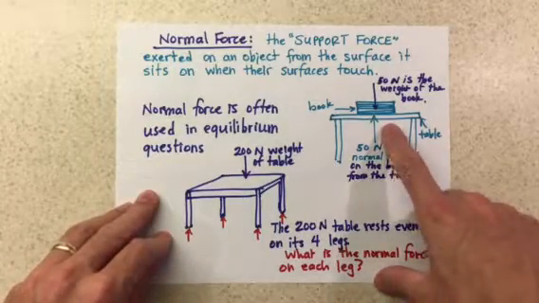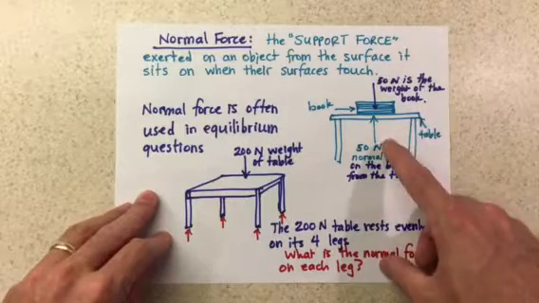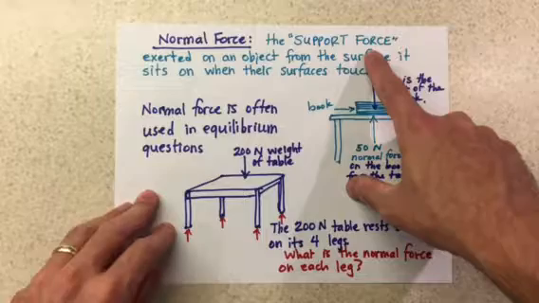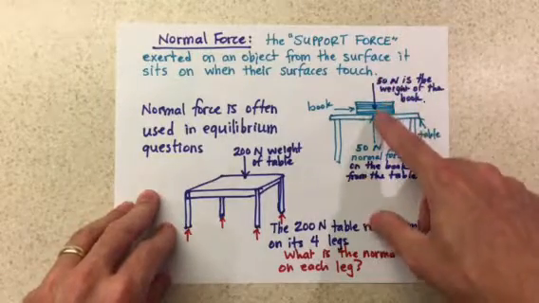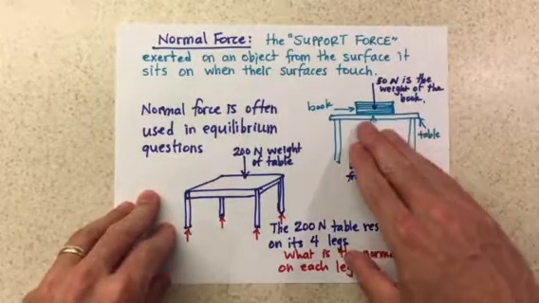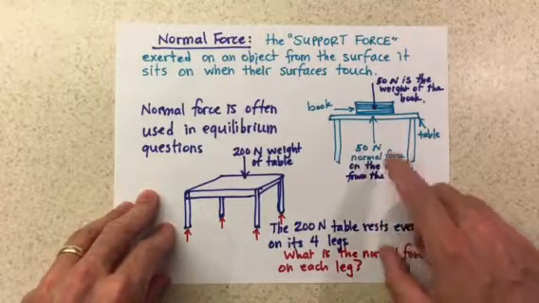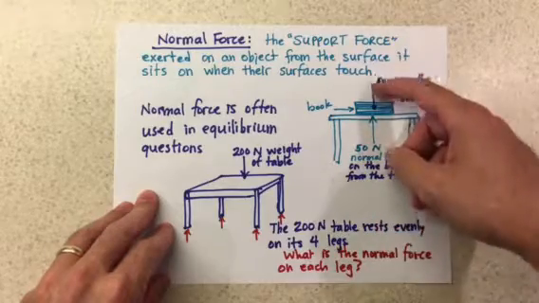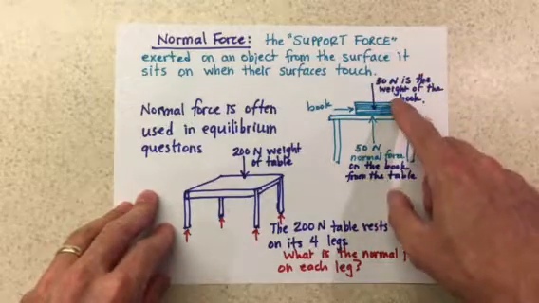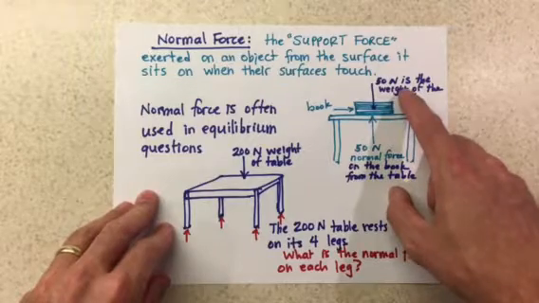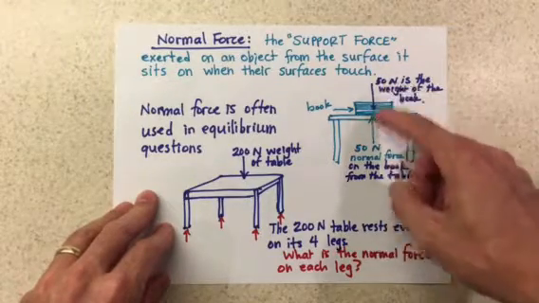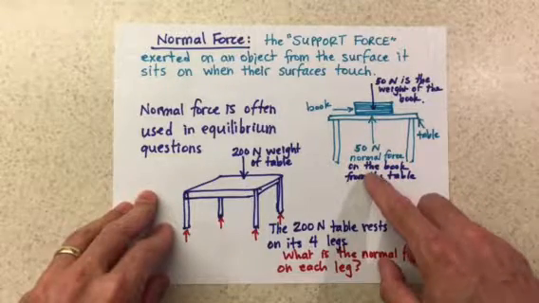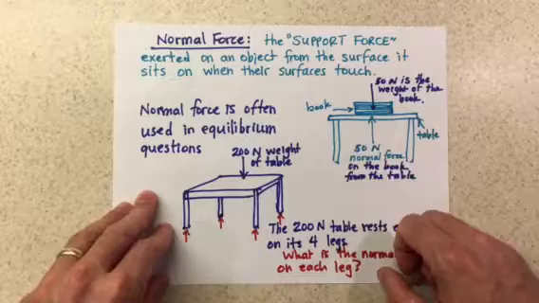So I have a picture of a book sitting on top of a table, and so there is going to be a support force exerted on the book from the table when their surfaces touch. In other words, the table is going to push up against the book. As the book pushes down, the table experiences 50 newtons of weight from the book pushing down. And so the normal force from the table to the book is 50 newtons up.